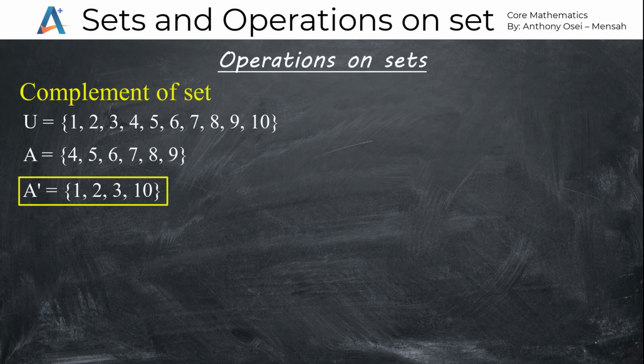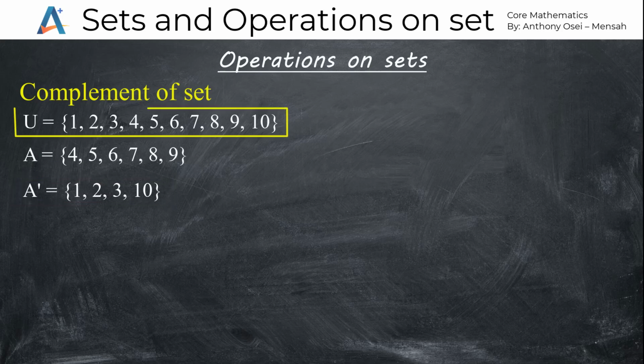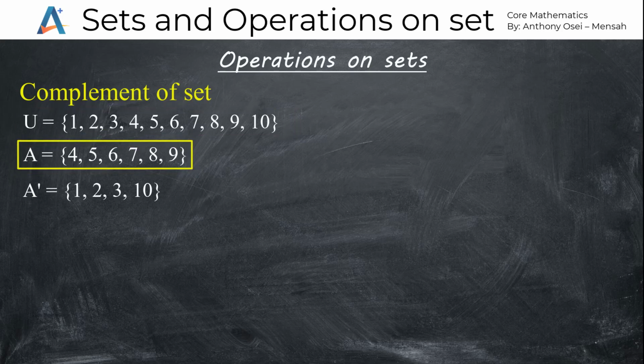I repeat, complement of A are the members in the universal set that are not in the set A. So compare the set A to the universal set. You realize that there are some members in the universal set, but they are not in the set A, and that is what we call complement of set A. So please take note of that.